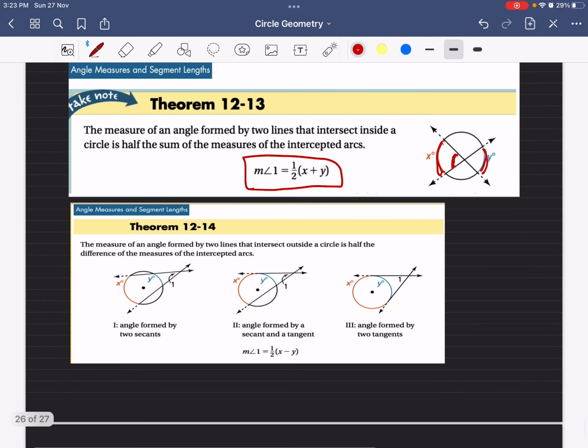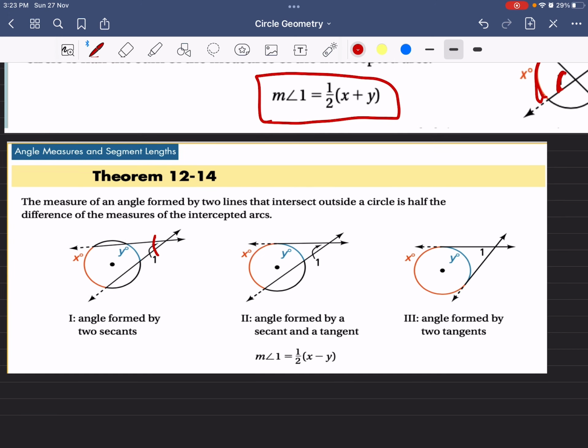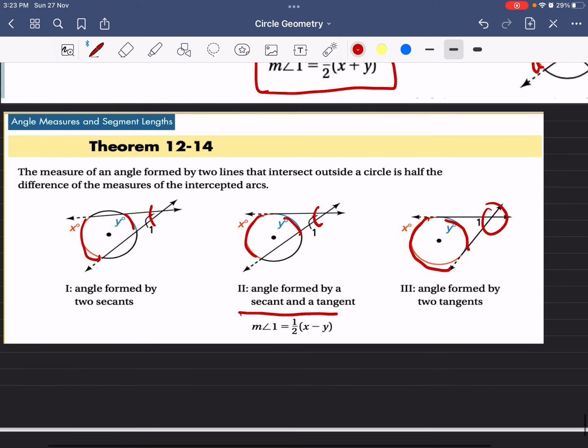And on the other side, this is a theorem where you can see that there is an external angle, and you have intercepted arcs, a big one and a small one. Our formula for that is simple: the size of the outside angle is going to be 1/2 of the larger arc minus the smaller arc. So I hope you will not forget that.